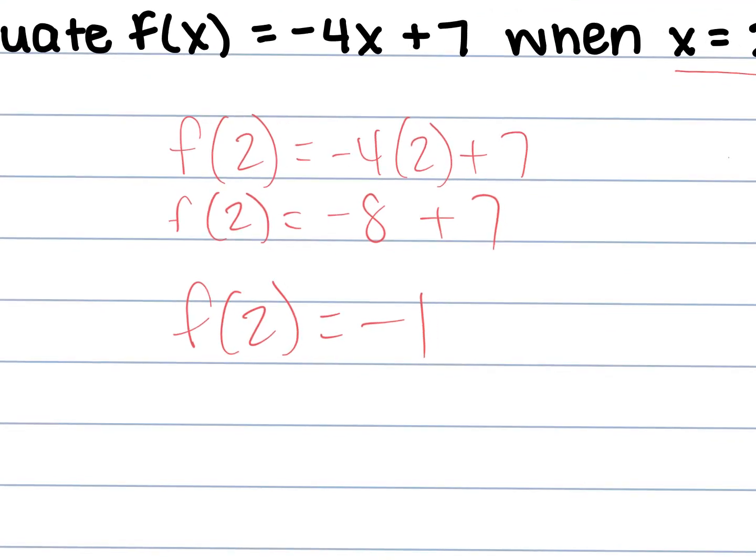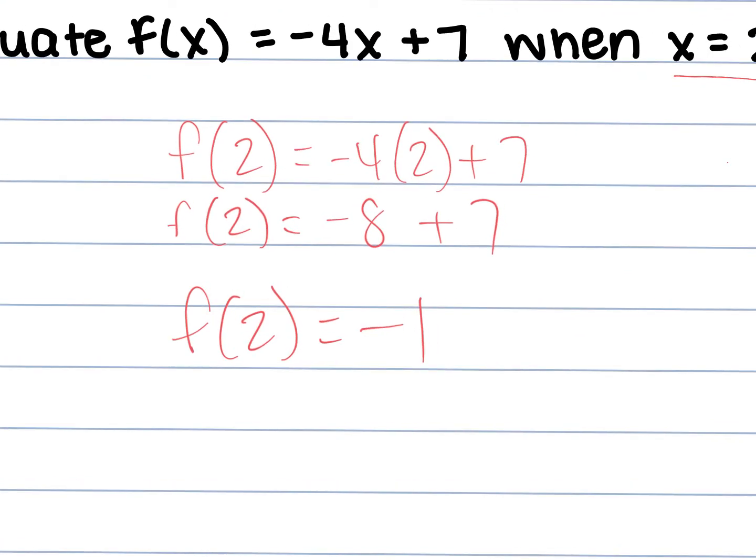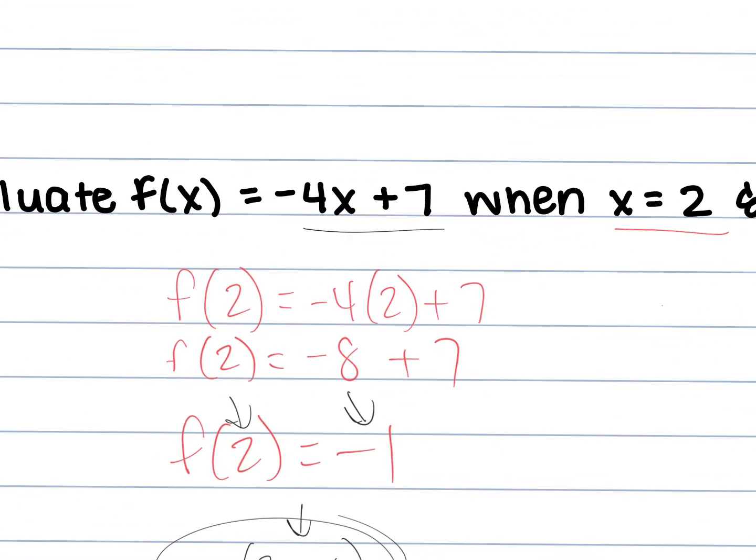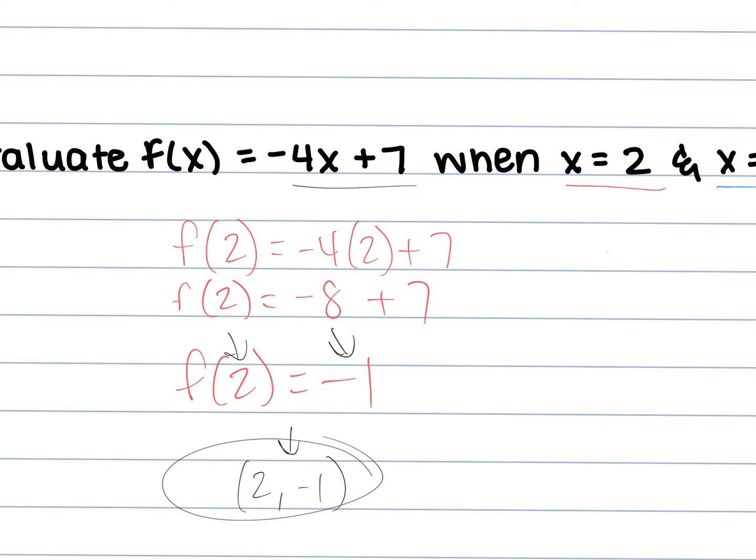Input for this function. It was 2. So our input is going to be 2. And what was the output when we plugged in 2? Negative 1. So my coordinate is 2 comma negative 1. What's up, Jonathan? So f is our function, right? F is what's changing our input to what creates our output, right? So our function is negative 4x plus 7. So when we plugged in 2 to x, it became negative 1.